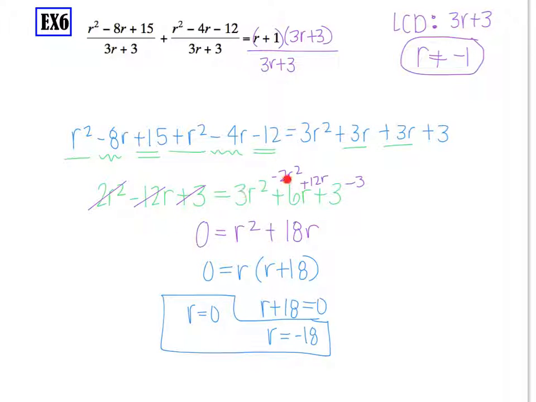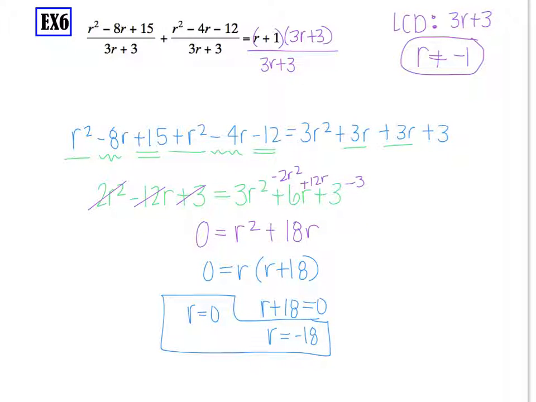So I subtracted 2r squared, I added 12r, and I subtracted 3. So 3r squared minus 2r squared is r squared. 6r plus 12r is 18r, and then 3 minus 3 is 0, so that just goes away.